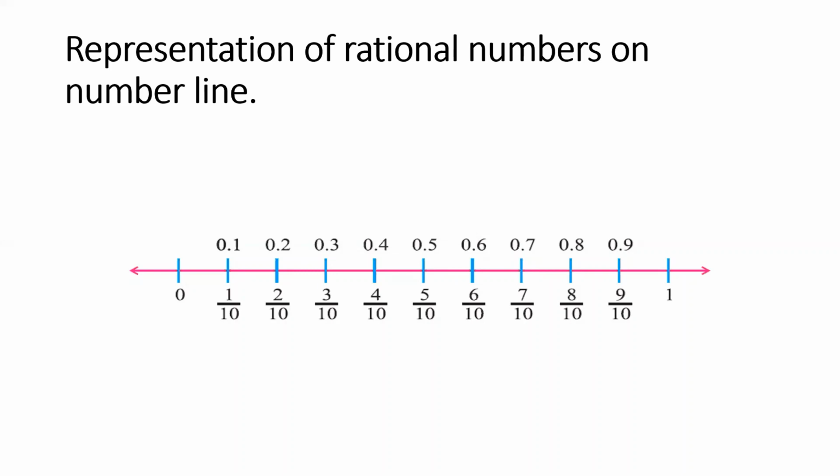Here you can see, in order to represent the rational numbers which are having 10 in the denominator, we have divided the part between 0 and 1 into 10 equal parts, where the fourth mark will be representing 4 upon 10, seventh mark will be representing 7 upon 10, ninth mark will be representing 9 upon 10. Same, 10 upon 10, that is number 1, is represented by 10 mark.